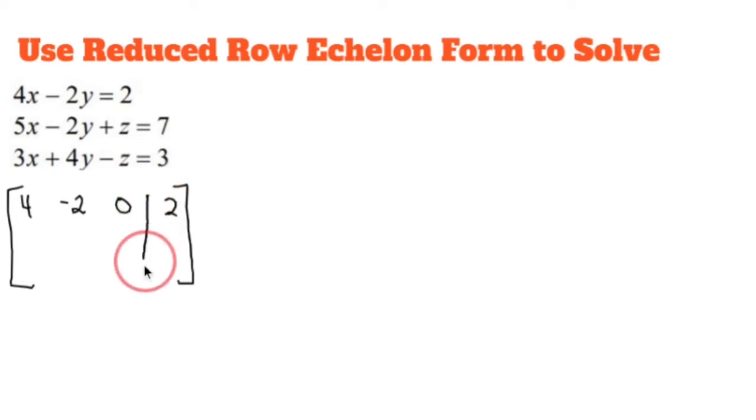I like to put a little line there. You're allowed to do that. 5, -2, 1, 7, 3, 4, -1, 3.